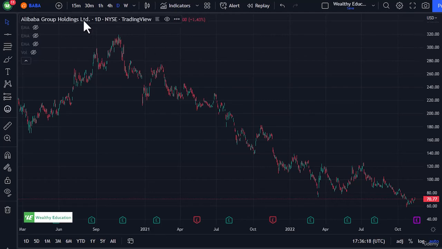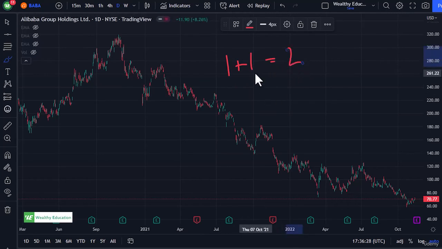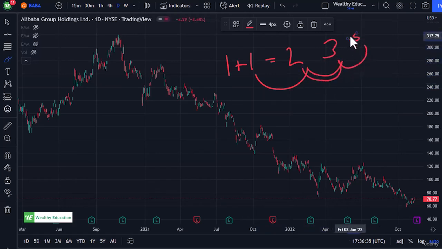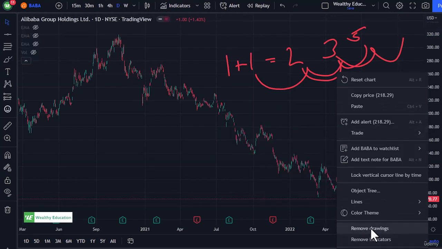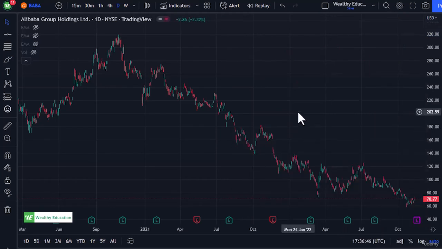So what you're doing is you're taking 1 plus 1 equals 2. Then you take these two numbers and you get 3. And then you take these two numbers, you get 5. You take these two numbers and you get 8, and on and on. There are a lot of places in nature where Fibonacci ratios come into play.